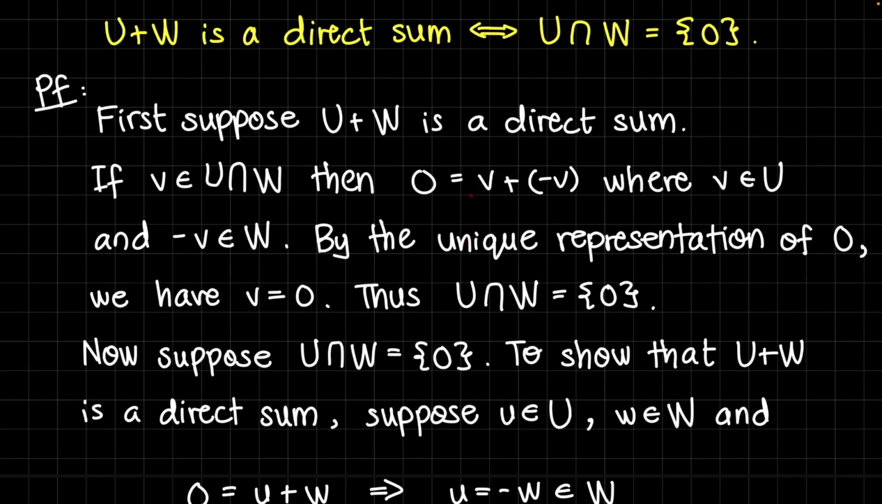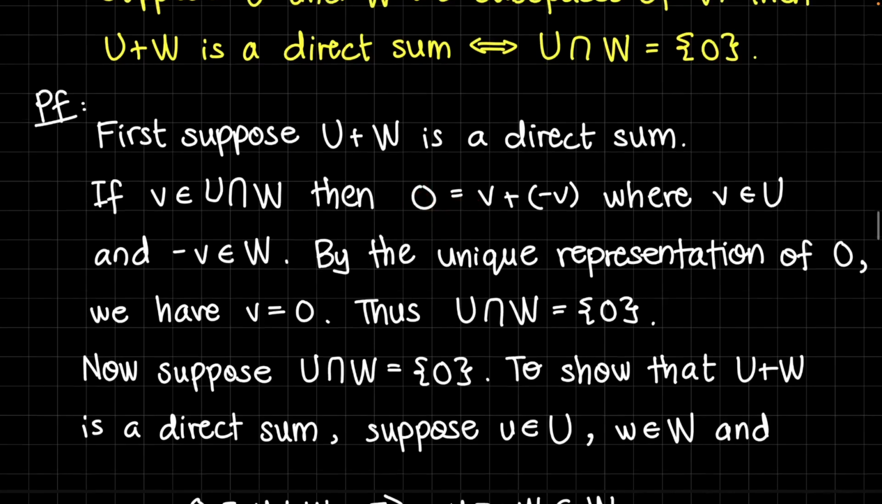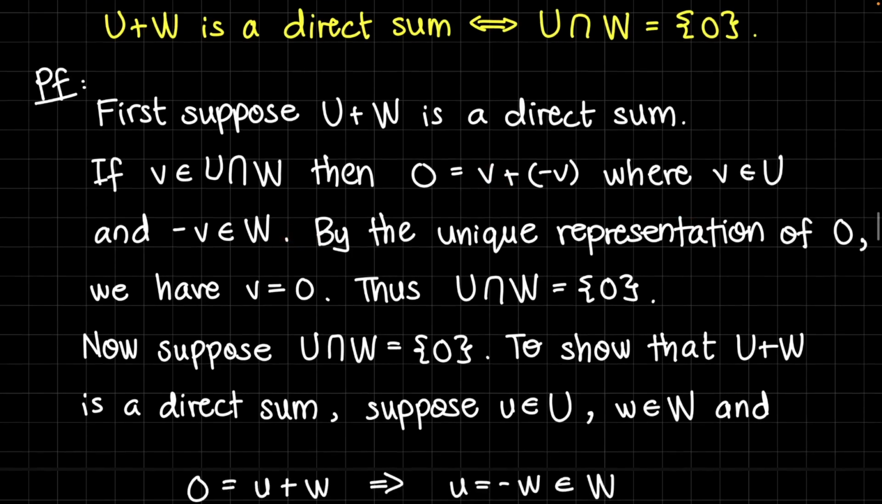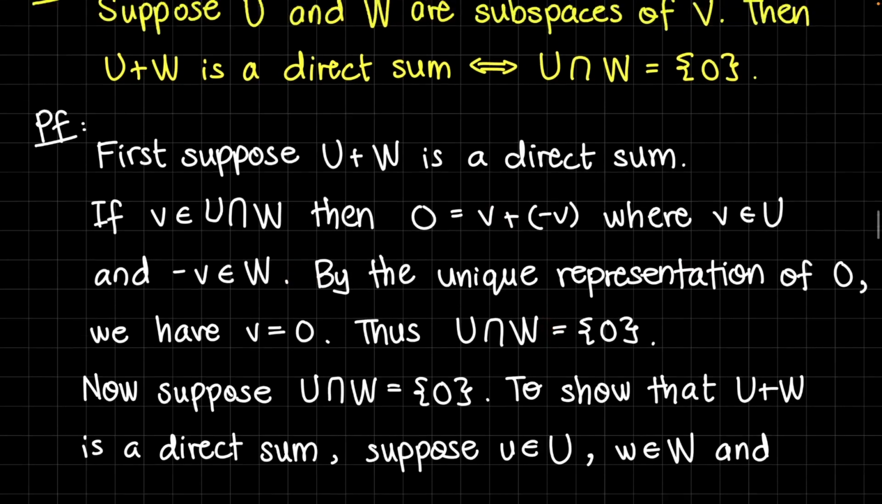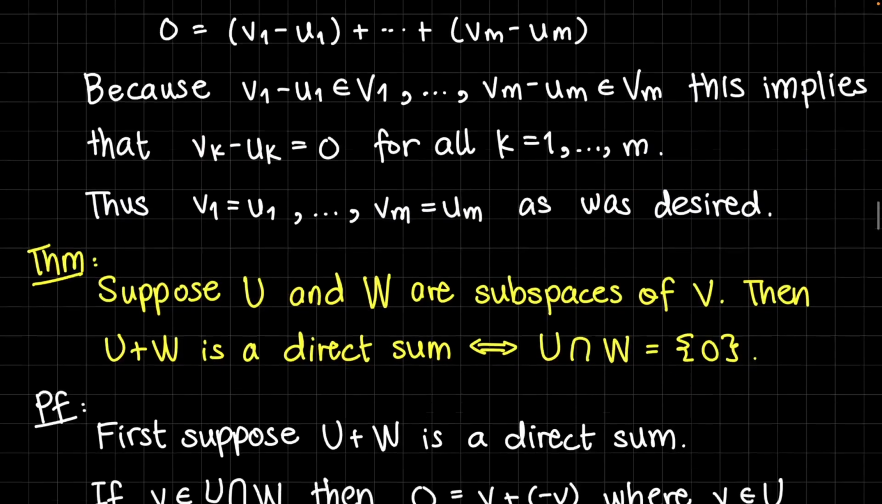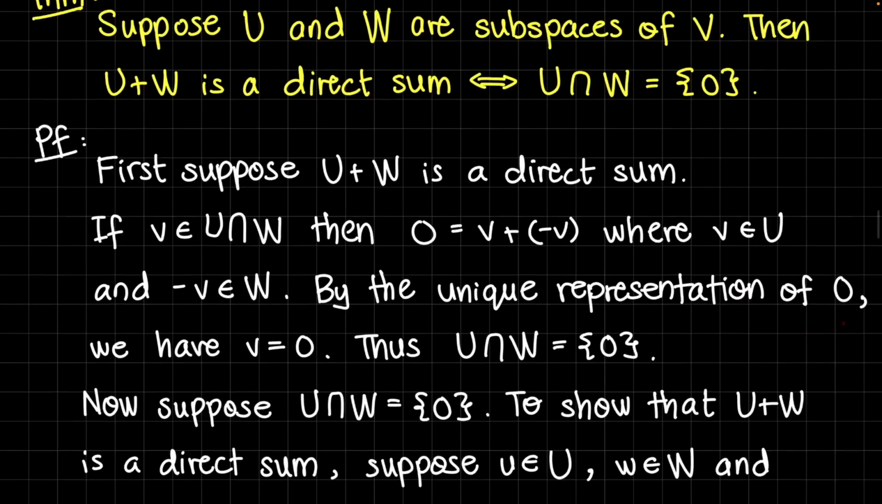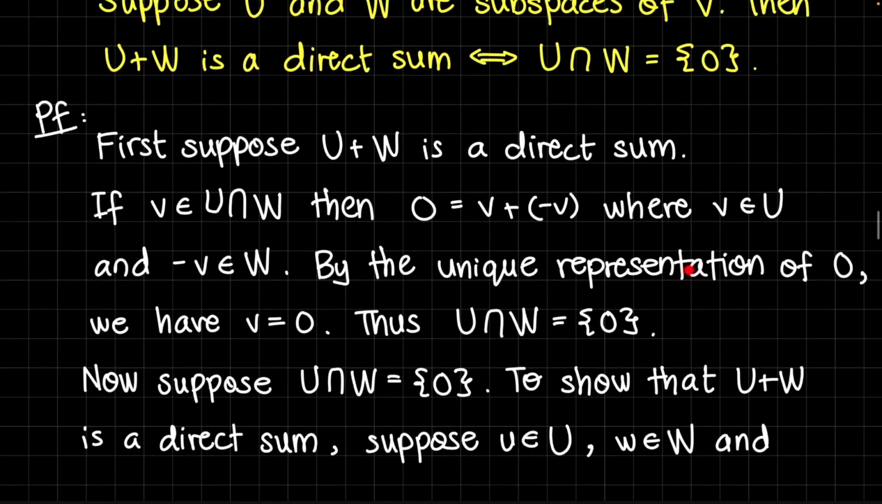So this becomes a representation for 0 as a sum of vectors, one of which is in U and the other is in W. And we proved in the previous result that the unique representation of 0 in this kind of subspace sum is if this is a direct sum. So a unique representation of 0 in the direct sum is if its components are 0.